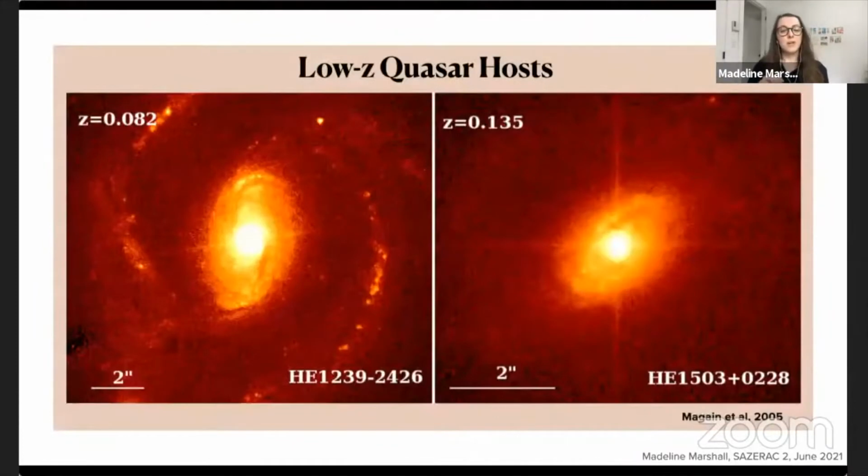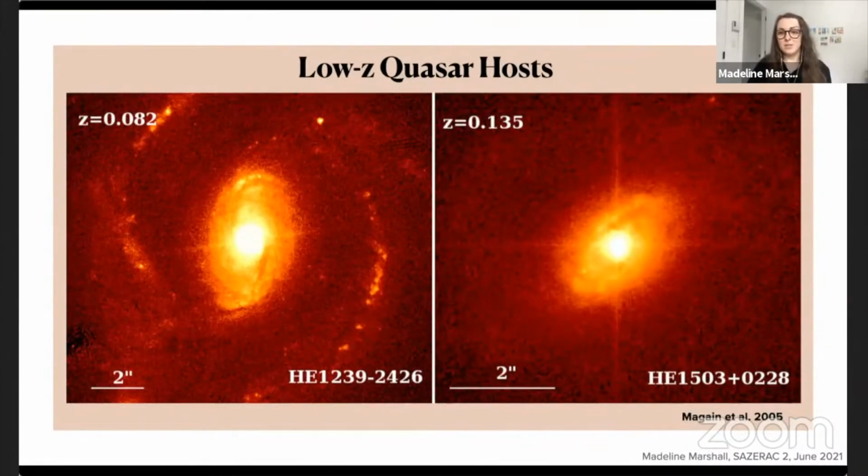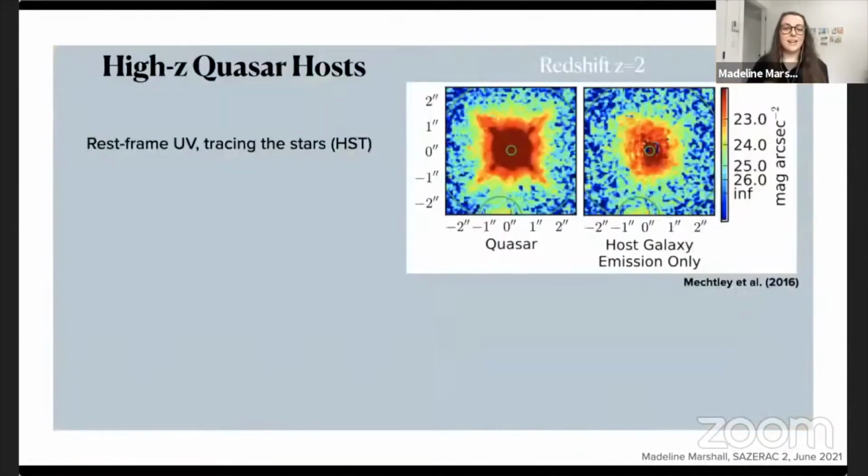So if we look at accreting supermassive black holes or quasars in the local universe with the Hubble Space Telescope, this is what we see. So you've got a very bright point source at the center of the galaxy, which is your quasar. You can still see the very extended host galaxy emission. And so from this, you can measure the stellar properties of the galaxy, like its stellar and bulge mass. So things get much trickier, though, when you go to higher redshifts.